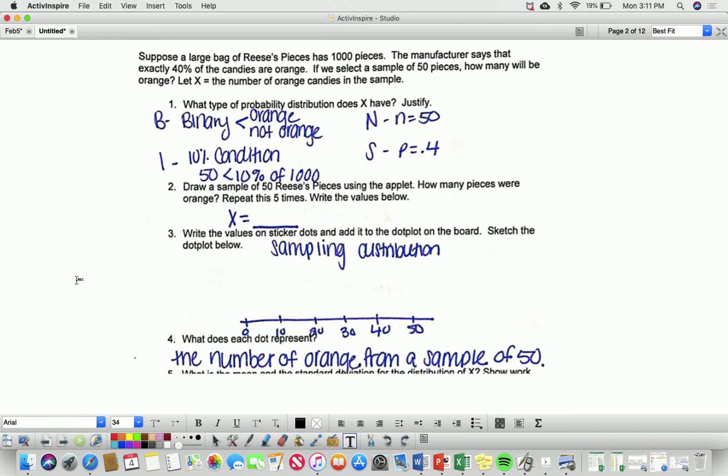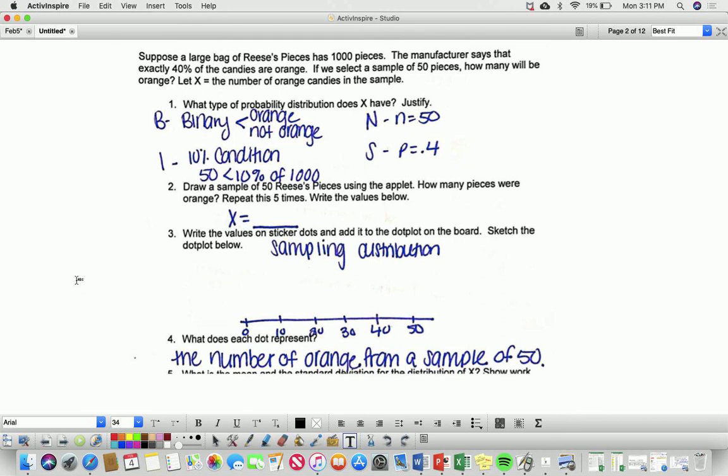Okay, so we have our large bag of Reese's Pieces. This is binomial. Bins. It's binary, it's orange or not orange. The I, well, it's not independent, because once you take one out, it changes it, but the 10% condition says I can still use binomial. That's important, remember. If it's less than 10% of the population, we can still use binomial because taking one out doesn't make that big of a difference. Think back to the Skittles. Our N is 50 and our P is 0.4.